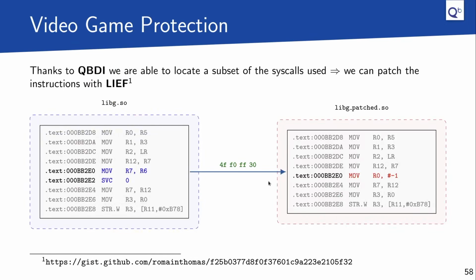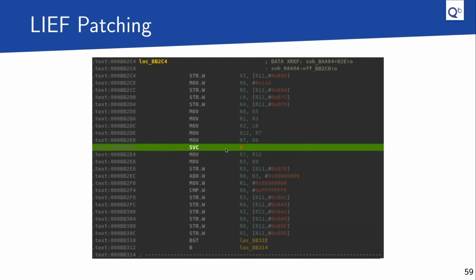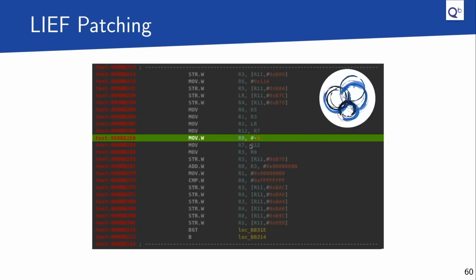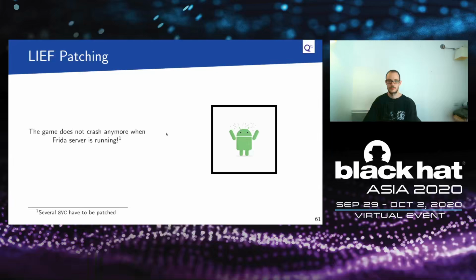And now that we managed to identify the syscall, we can use LIEF to patch the syscall with the value -1, which stands for an error. So since we managed to identify the syscall, we can just replace this syscall with a wrong value. And now we just have the syscall, and we return -1 with the modification. And at the end, we managed to execute the game with Frida without issue.